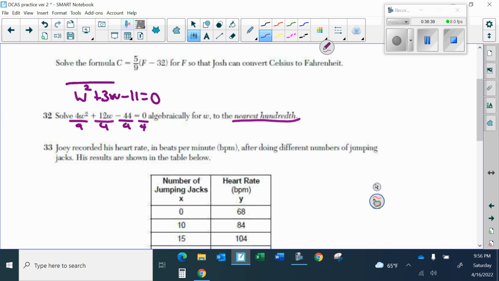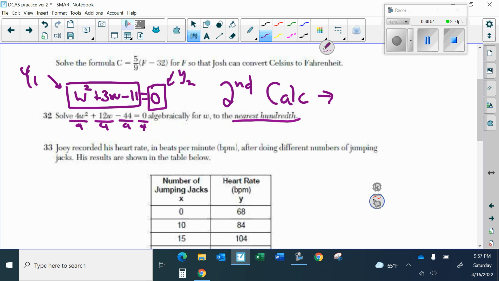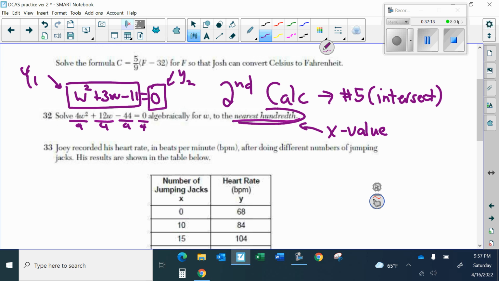So I'm going to type the left side of the equation into y sub 1 on your graphing calculator. The right side of the equation into y sub 2 in your calculator. And then I'm going to do second calc, and then go down to number 5, intersect. Okay, and then hit enter, enter, enter. It'll give you where it intersects. And you want the x value. Okay, you want the x value of that intersection point, not the y value, and you're going to round it to the nearest hundredth. Okay, so this is a calculator problem.